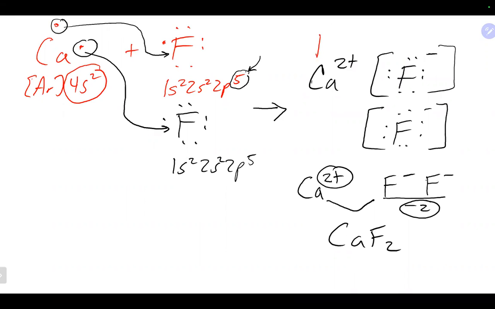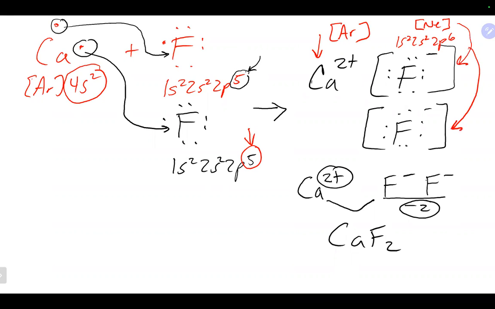That means that this guy right here ends up with argon's electron configuration. Each of the fluorines pocketed 1 electron right there in the p subshell, and each of those fluorines was able to achieve 1s2, 2s2, 2p6, which is neon's configuration. So this fluorine got to neon, and this fluorine got to neon as well. So all 3 of those guys, by losing and accepting electrons, basically got to noble gas configuration.